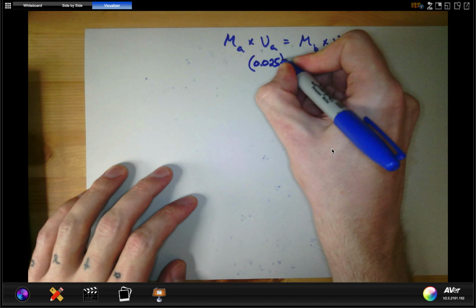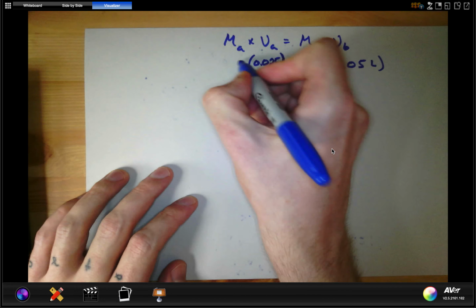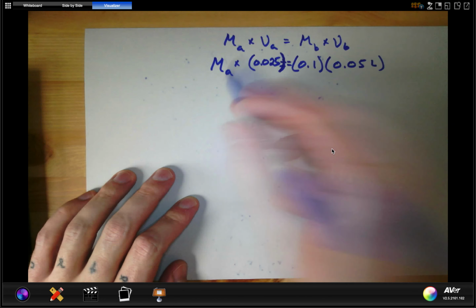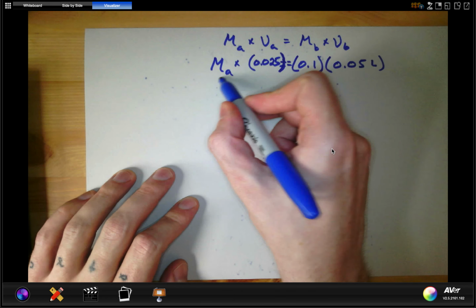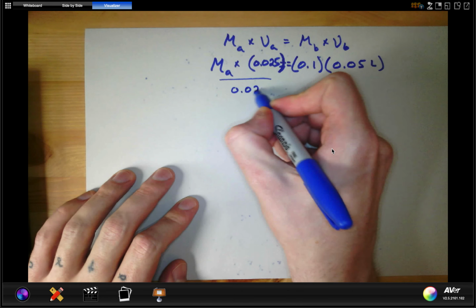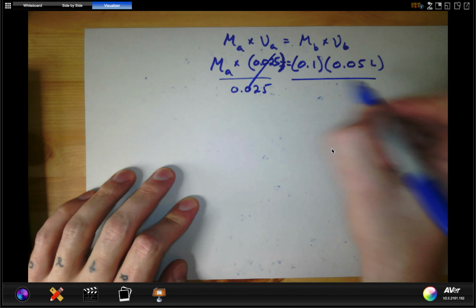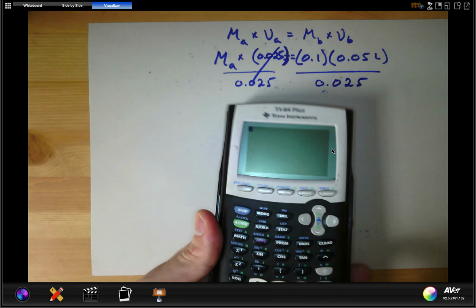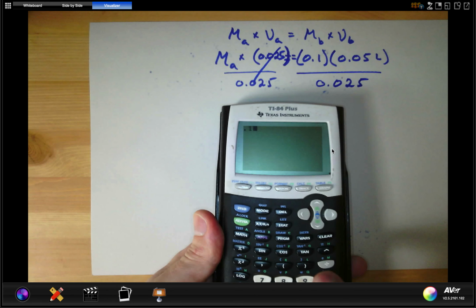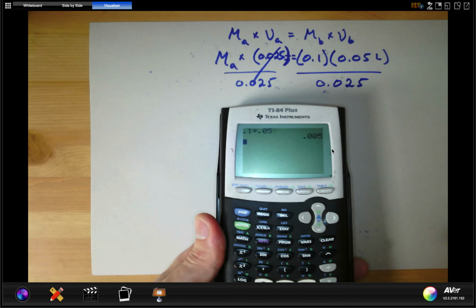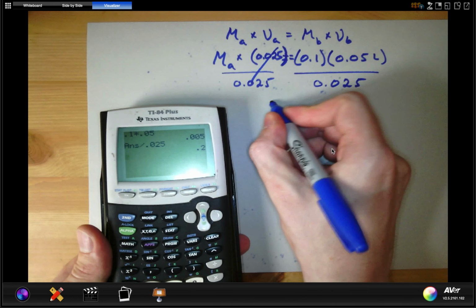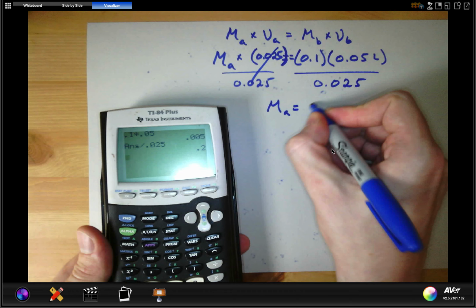Equal sign in there. Okay, and then we don't know the molarity of the acid. Now I'm solving for the molarity of the acid again. I divide by 0.025, which cancels that out. Use my calculator here. So I'll do the top, 0.1 times 0.05 divided by 0.025. And that gets me the molarity of the acid is equal to 0.2.